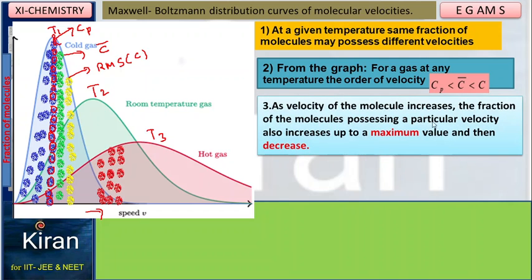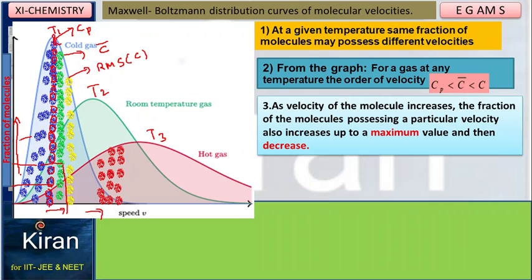As the velocity of the molecule increases, the fraction of molecules possessing a particular velocity also increases up to a maximum value and then decreases. See here students, third point: in the x-axis, the speed is increasing from left to right. At this particular fraction, this is the speed. At this particular fraction, this is the speed.